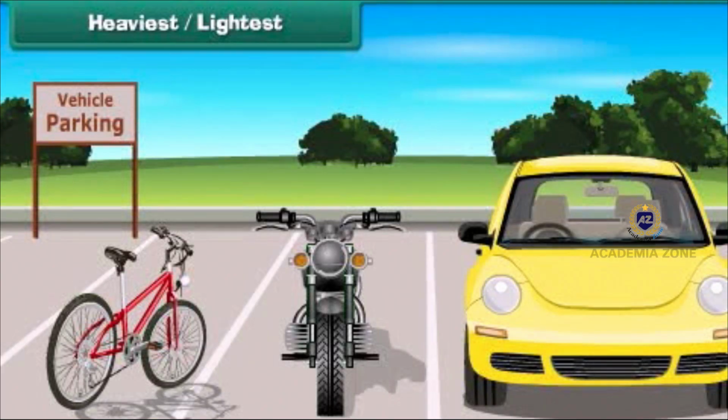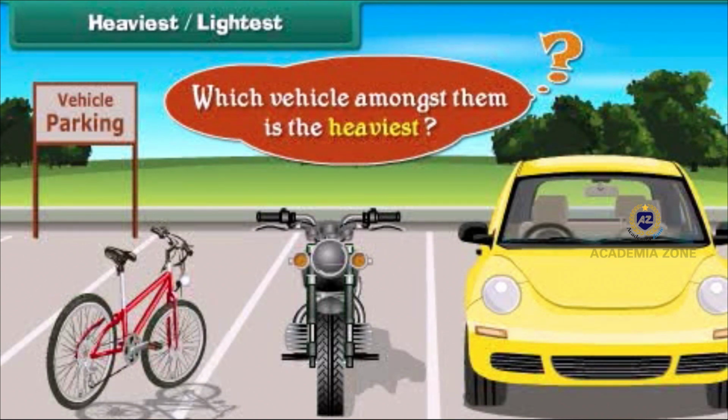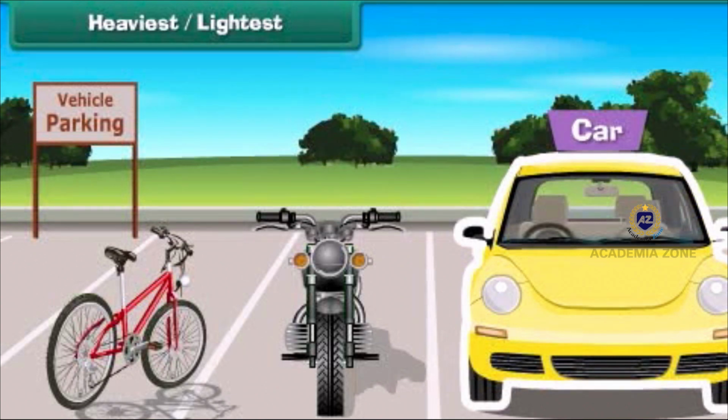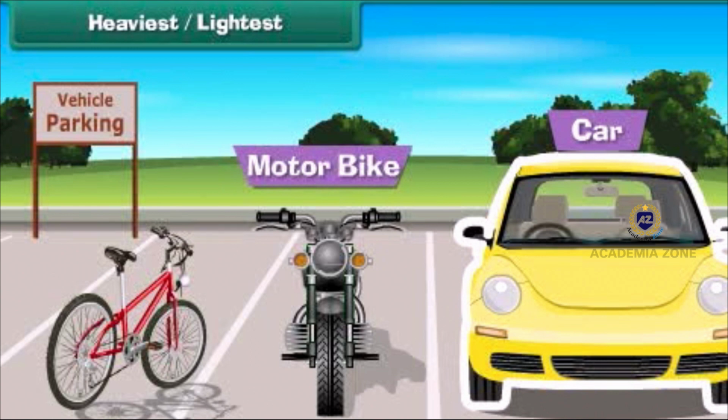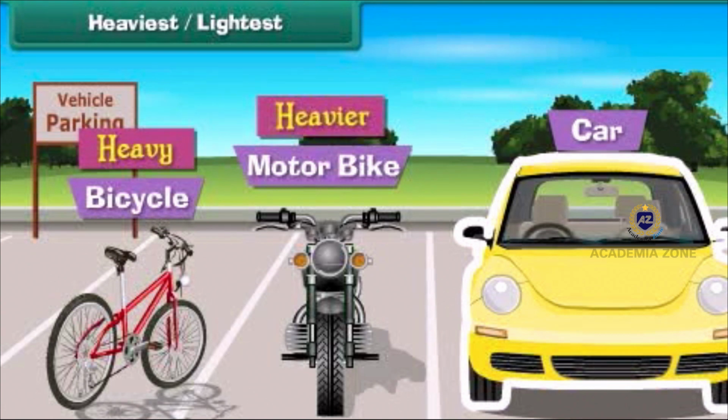Look at these vehicles parked in the parking bay. Which vehicle amongst them is the heaviest? Car is the heaviest vehicle. Motorbike is less heavy than the car, and the bicycle is the least heavy amongst all of them. Heavy, heavier, heaviest are used to describe weights. Or we can also use light, lighter, and lightest to describe weights.